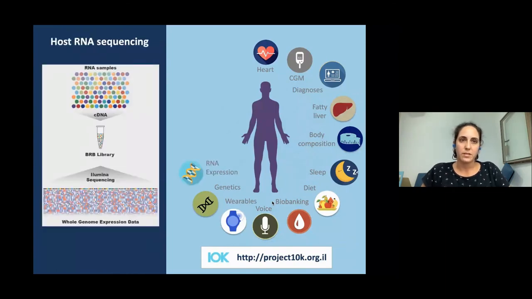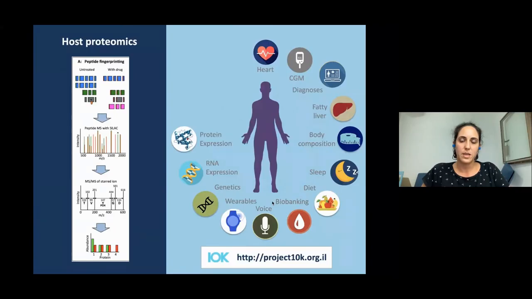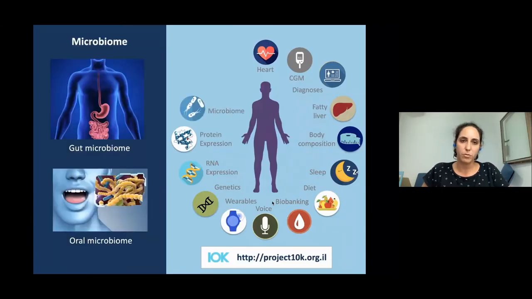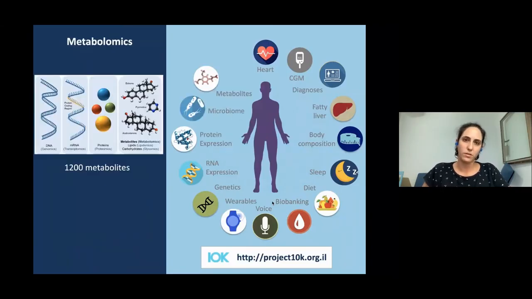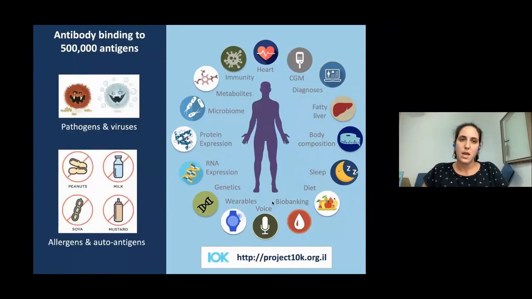In addition, we add RNA expression tests, protein expression, microbiome tests, both gut and oral, and metabolite tests, where we test more than 1,200 different metabolites, and we perform an antibody sequencing assay. In this, we test more than 500 antigens. These include pathogens and viruses, as well as allergens and autoimmune antigens.